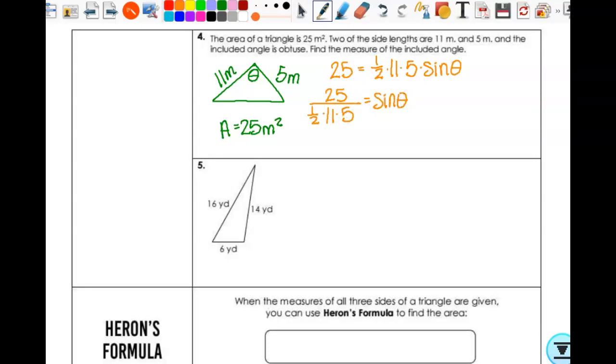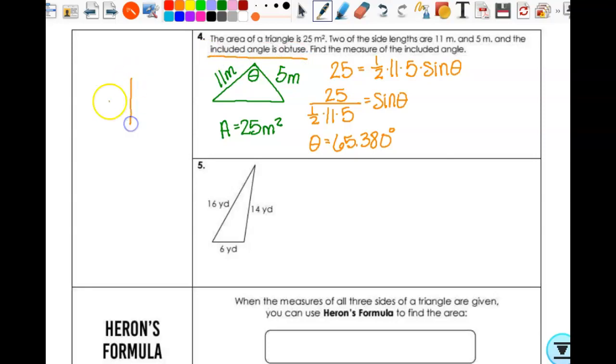So go ahead and find theta. So she gets theta is 65.380. Is that my answer? That's what I got on my calculator too. But is it the answer? And why not? It says obtuse. It says the included angle is obtuse. Okay? So let's think about this.